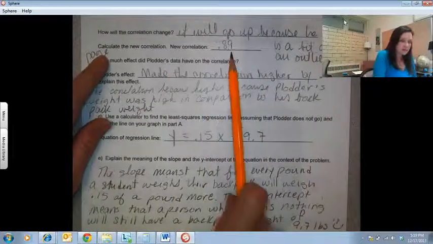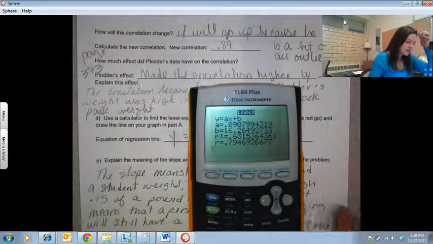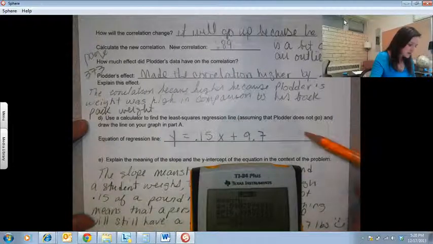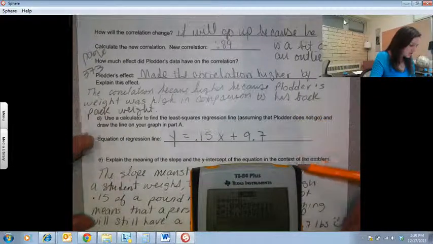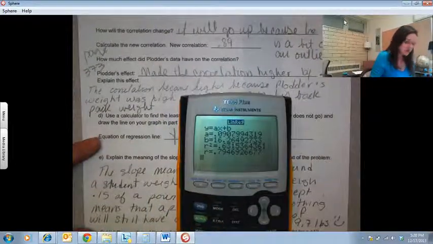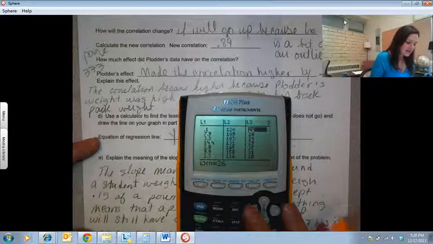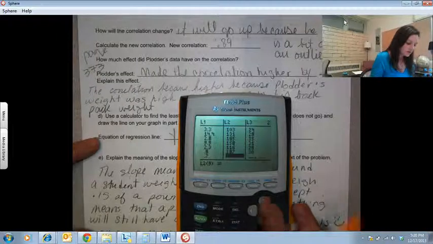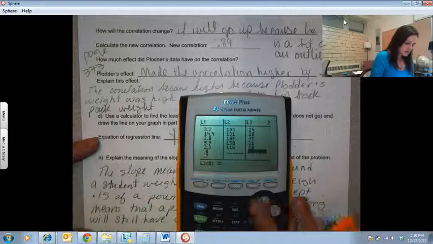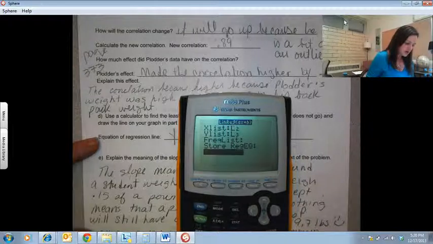Calculate the new correlation. So what you're going to want to do to calculate the new correlation is, hold on, I just want to make sure this is in here. Okay. Calculate the new correlation. You need to go back in where I was, okay, and edit this to take him out. So I'm going to delete him here, then go back to stat, calc, 4, do it again.